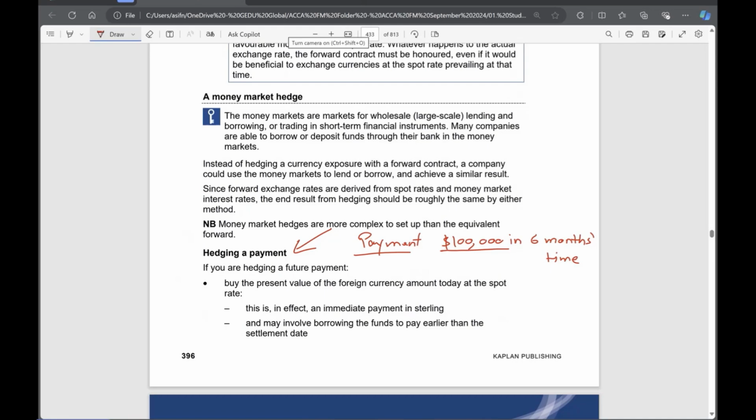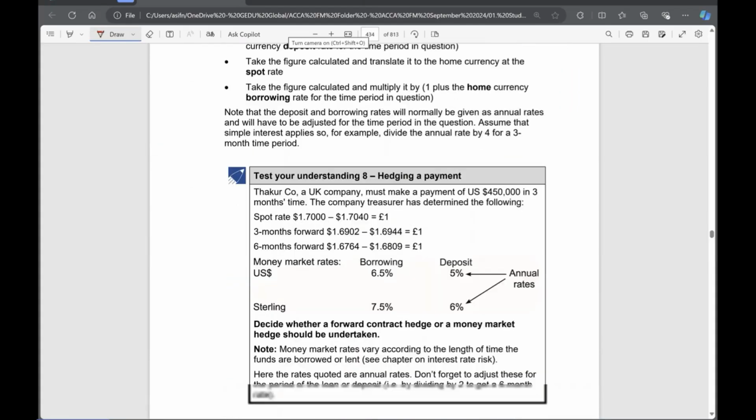Withdraw and pay. So in this case, do you have to exchange the currency in 6 months' time? No. You don't have to wait for 6 months. You exchange the currency today, and you're not exposed to any exchange rate risk at all. Now let's practice it with the help of an example.